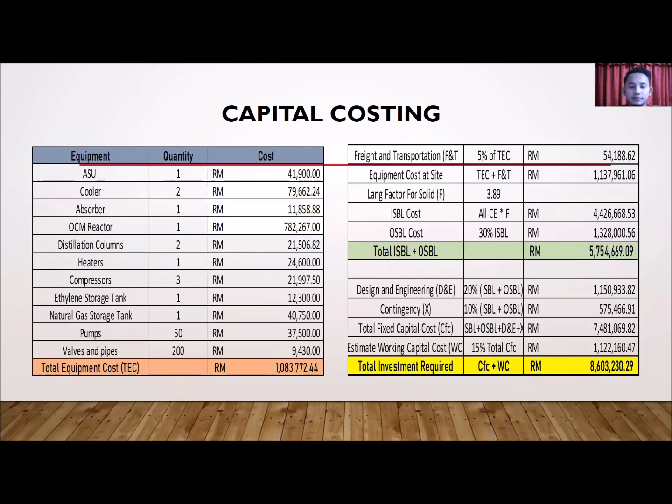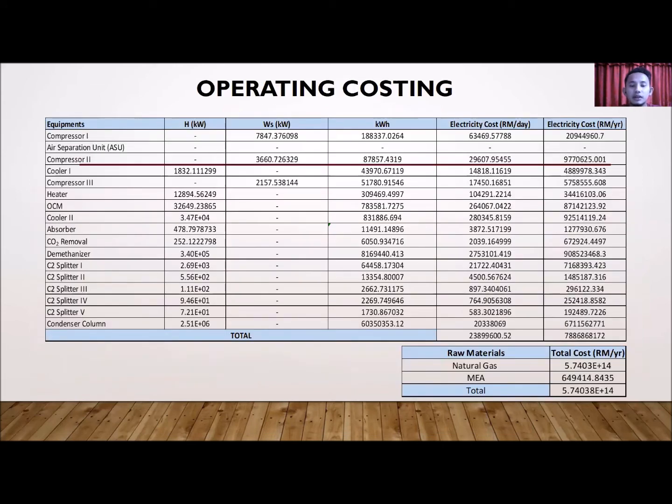So next, the operating cost is the expenses associated with the maintenance and administration of a business. The total operating cost for a company includes the cost of goods sold, operating expenses, as well as overhead expenses. Okay, this is all the equipment and their energy. Some of them use energy to work, and some of them use electric current.